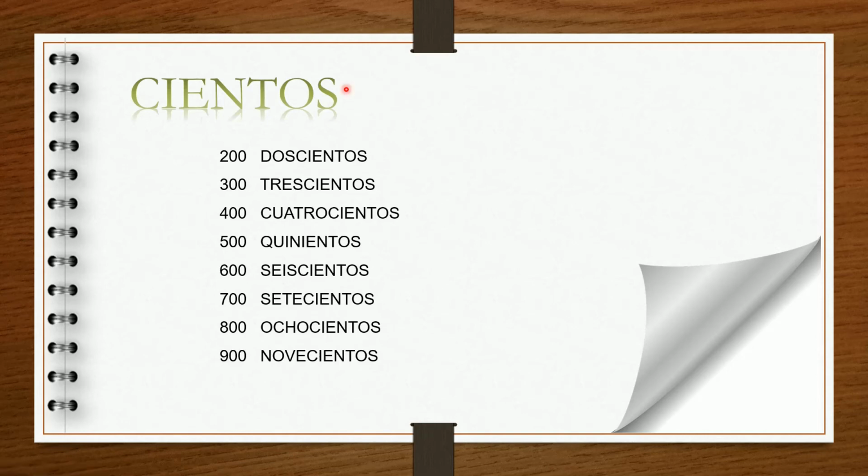So now we are going to check the hundreds from 200 to 900. So first, 200, 300, 400, 500, 600, 700, 800, 900. As you can see here, what we have is again a formula. We have one number from 1 to 9 and the termination cientos. There's only one exception, which is 500, quinientos.